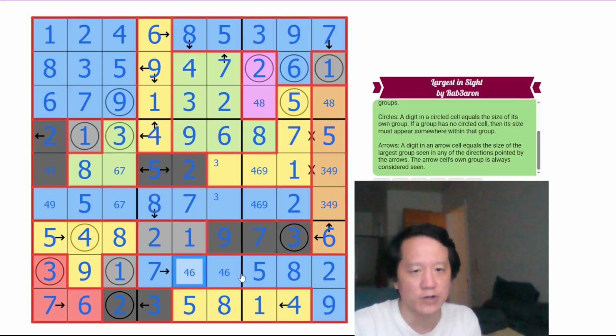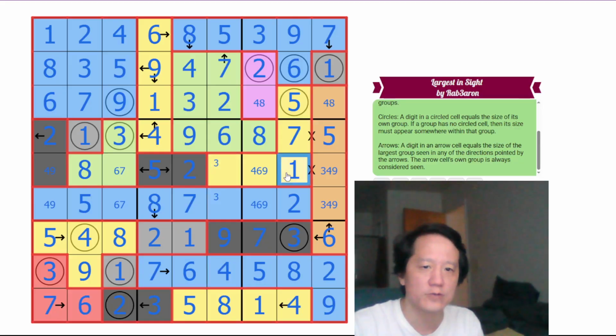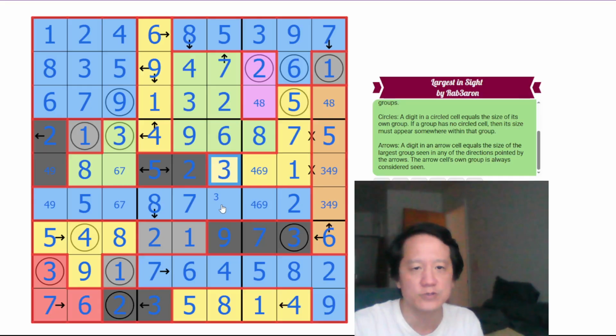4 eliminates 4 here, so it's 6 and 4. We have a 1, 3 pair here. This can't be 1 because of 1 in the row, so that's 3, that's 1. 9 eliminates 9 here, so this is a 3. This 3 eliminates 3 here, so it's 4 and 3.